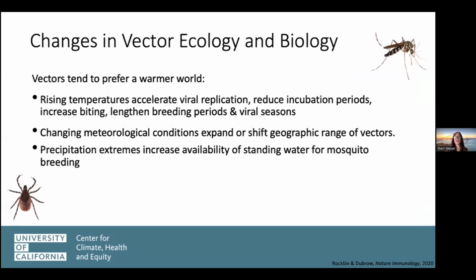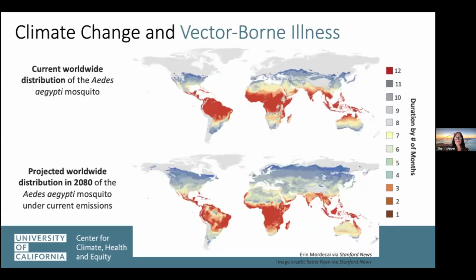Changing weather conditions, we know, also expand or at least shift the geographic range of vectors. And then this brings the pathogens into contact with either larger numbers of individuals or at least new populations that have not been previously exposed. And finally, those precipitation extremes, such as drought and flooding, we know increase the availability of standing water for mosquito breeding. And we also know that storm surges we've seen overwhelm sewage treatment plants and contaminate drinking water supplies. So just as an example, these maps show the current worldwide distribution of the Aedes aegypti mosquito that carries Zika virus and dengue fever, and how this distribution is projected to change under the year 2080 under current emission levels.